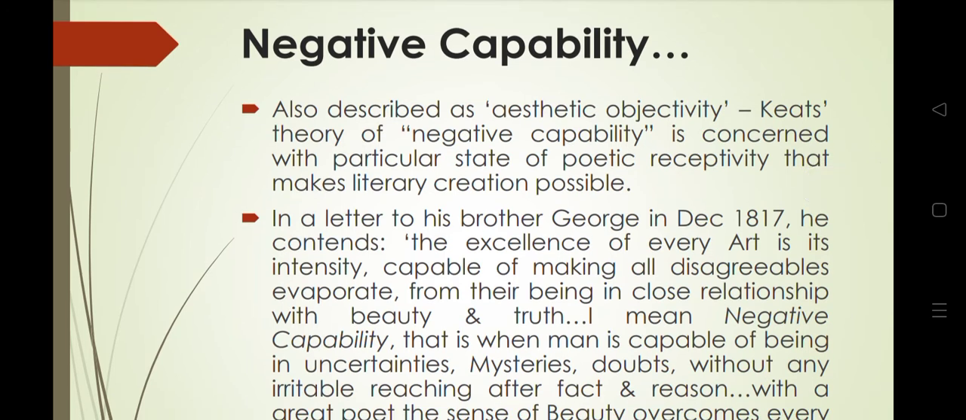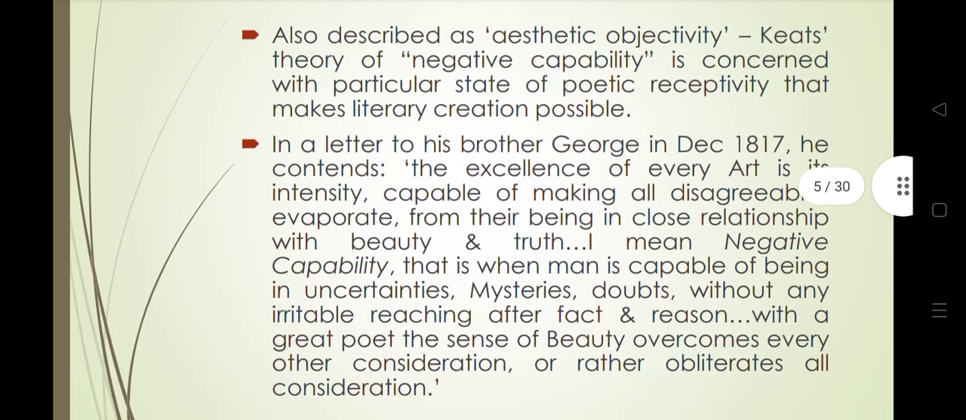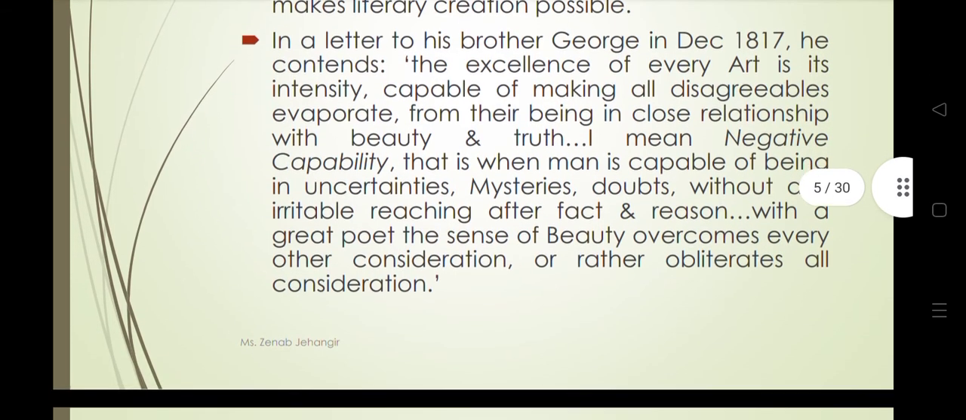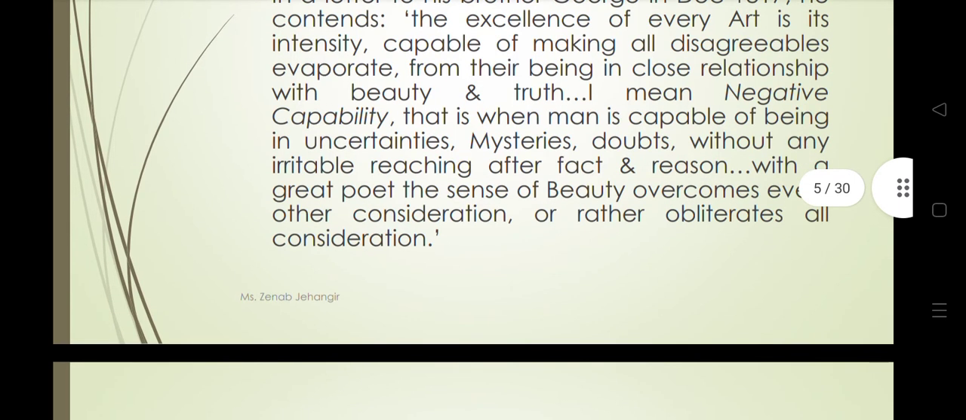So it is described as aesthetic objectivity. Why aesthetics? That deals with beauty. So Keats' theory of negative capability is concerned with a particular state of poetic receptivity that makes literary creation possible. Negative capability is when a man is capable of being in uncertainties, mysteries, doubts, without irritable reaching after fact or reason. With a great poet, the sense of beauty overcomes every other consideration, right?